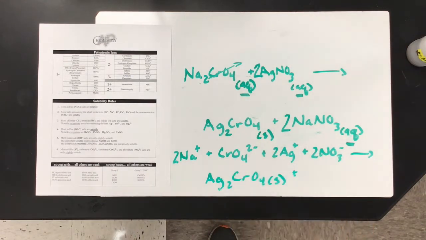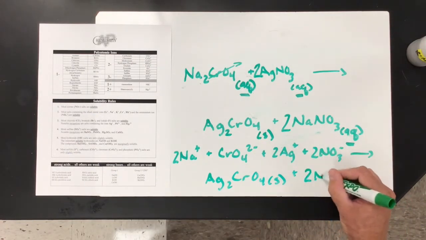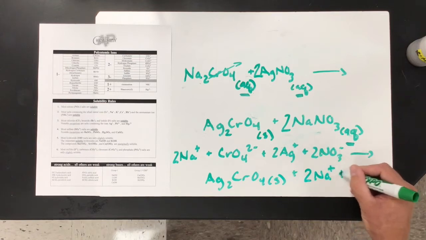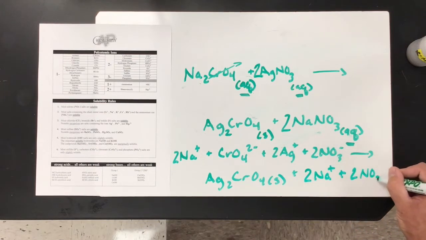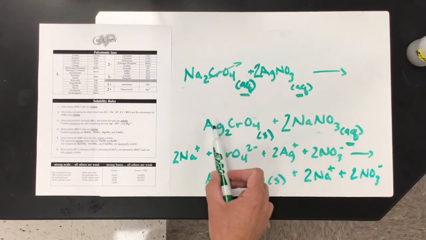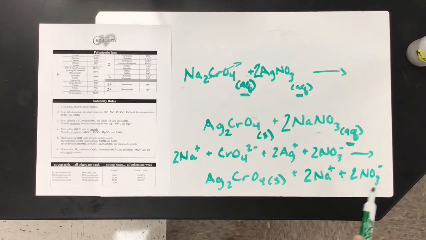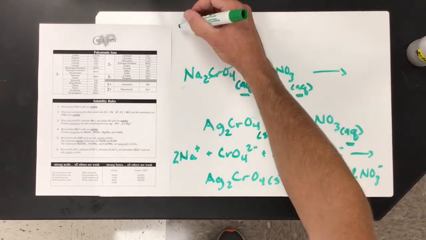Why did I not write AQ? Because if it has a charge, you assume it's AQ. Because this is a solution over here, I write that. The 2 applies to all of this. The 2 here only applies to that Ag. The 2 here applies to the Na and the NO3. So that is my overall ionic equation. What is my net ionic?